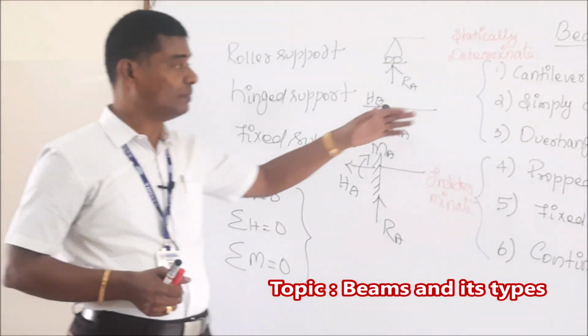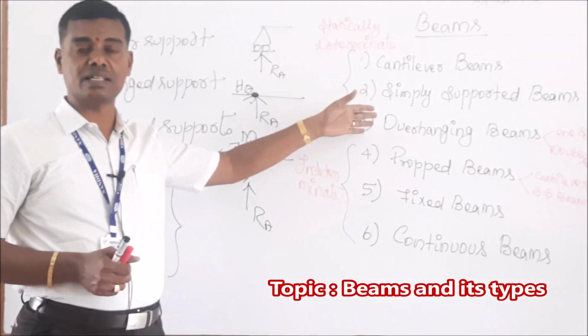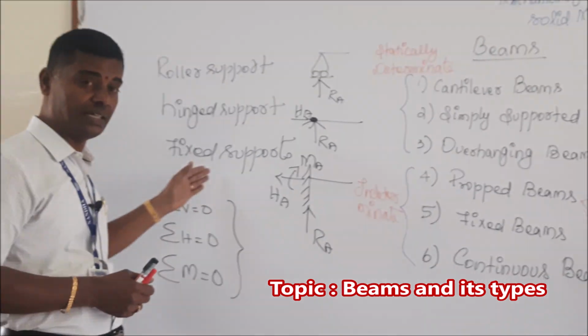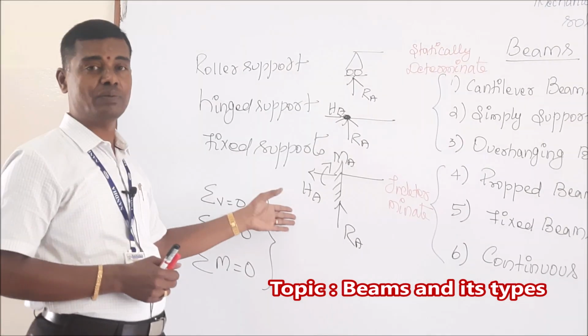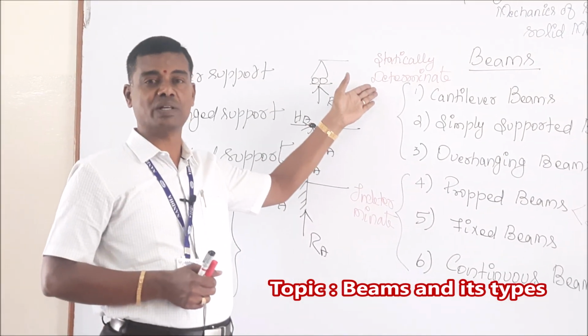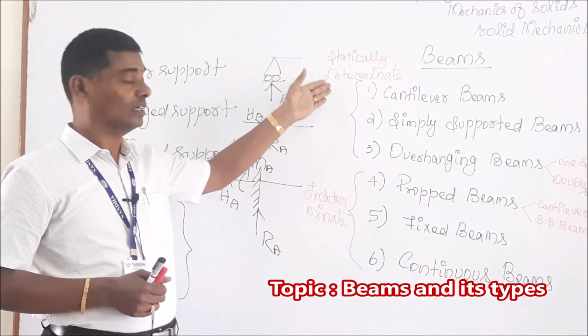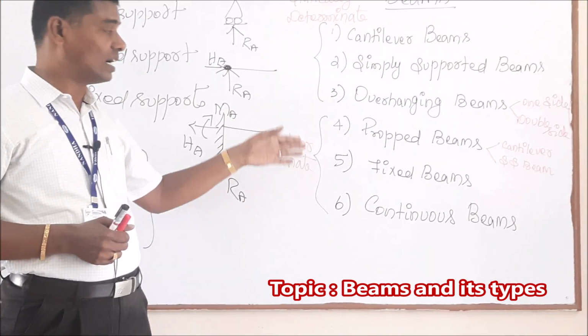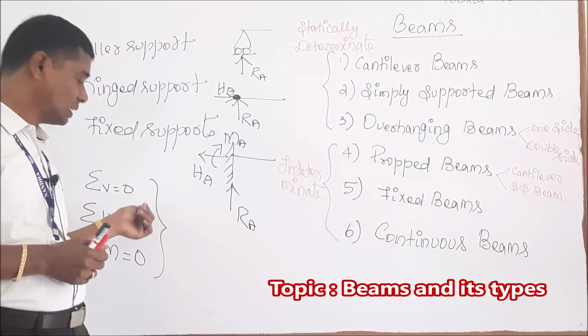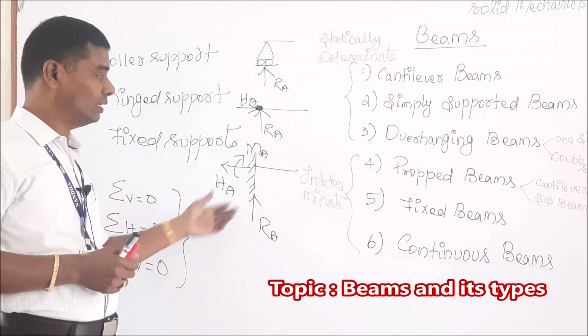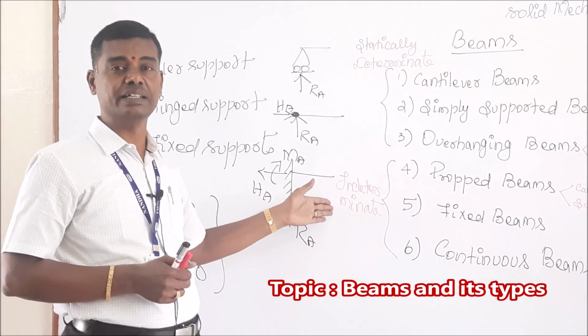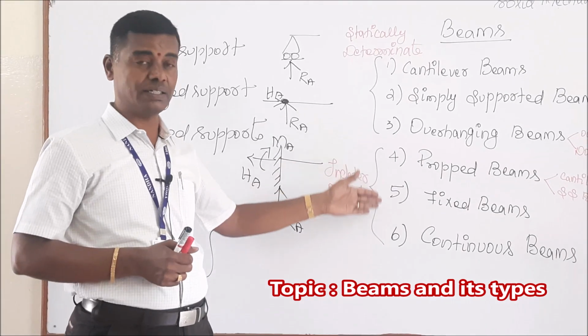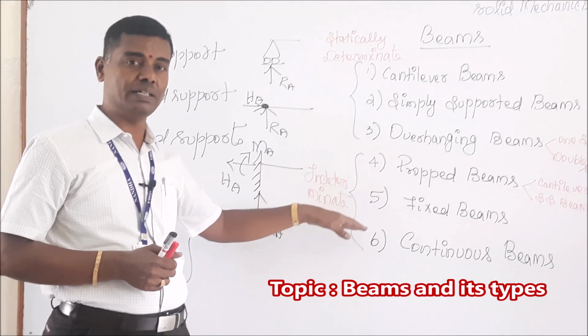So if any beam's reactions can be found and the beam solved by using these three equilibrium equations, then the beam is classified as a statically determinate beam. If the beam is not solvable using these equations alone, then the beam is treated as a statically indeterminate beam. That is, these types of beams have more than three unknowns.